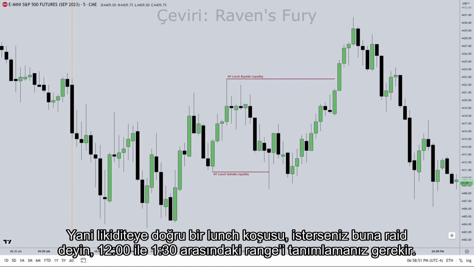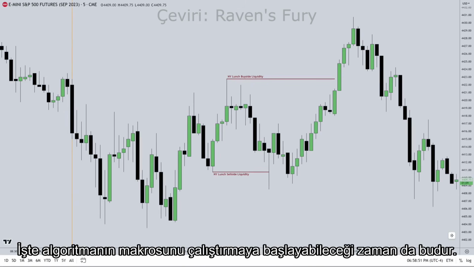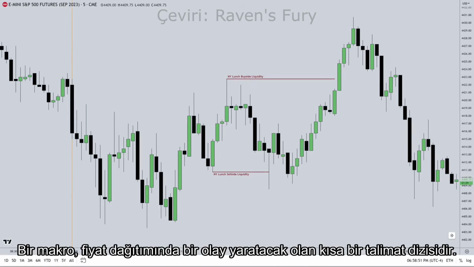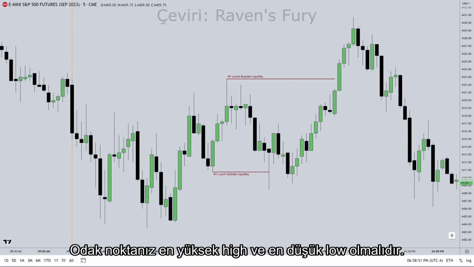You have to define the range between 12 o'clock and 1:30. But you said it's an hour long. 1:30 starts the PM session. That's when the algorithm can start doing its macro. A macro is a short order of instructions that will create an event in price delivery. Your focus needs to be on the highest high and the lowest low.